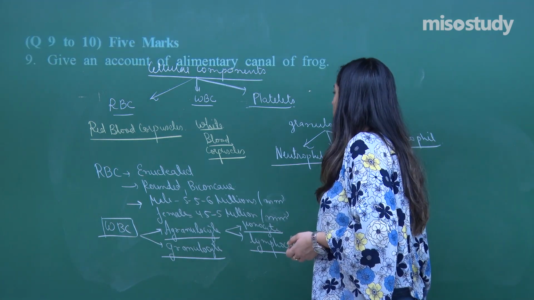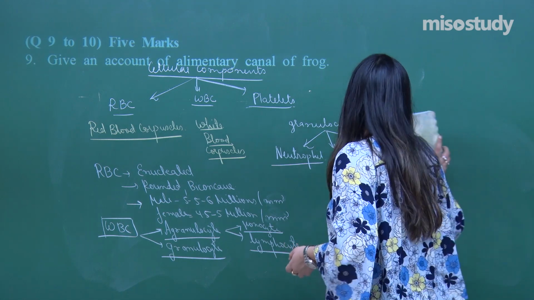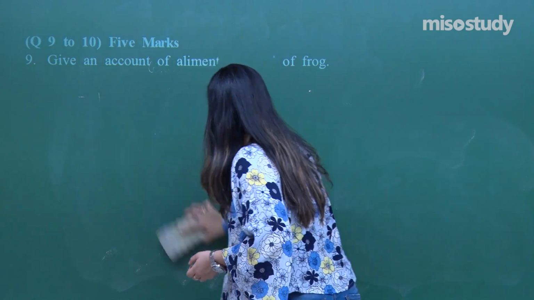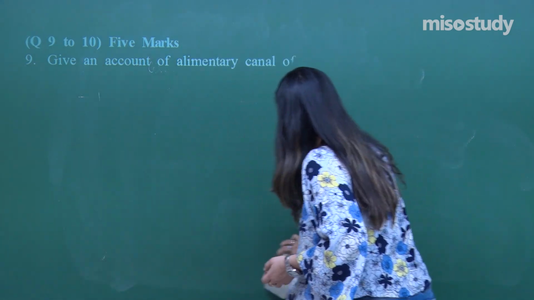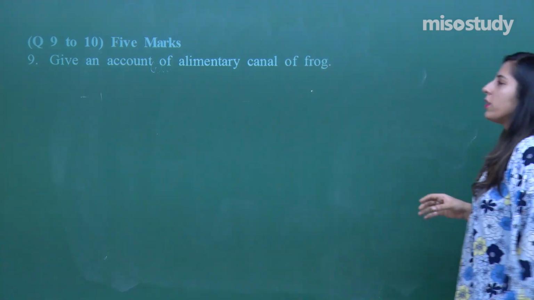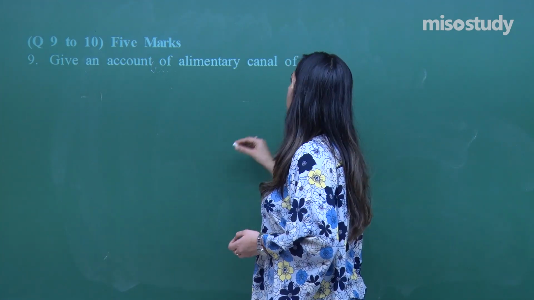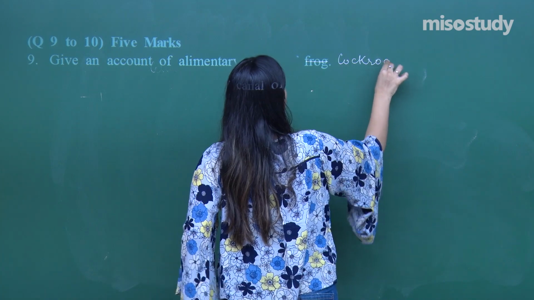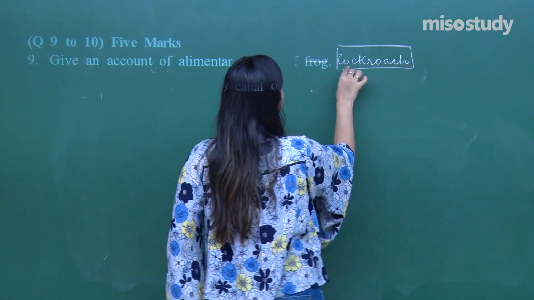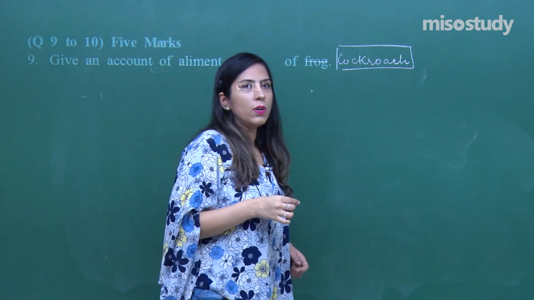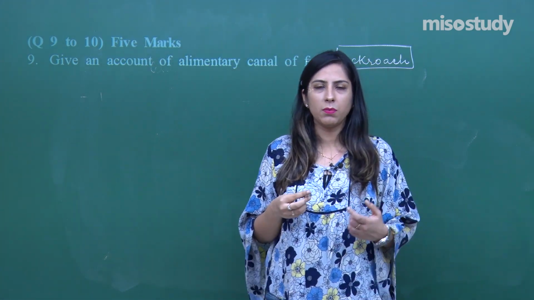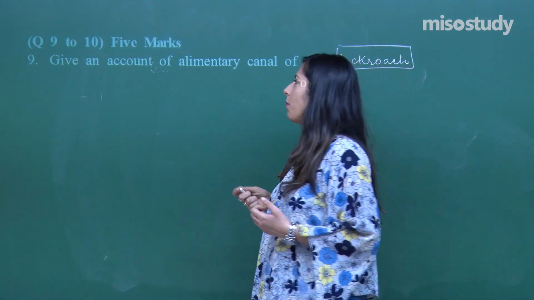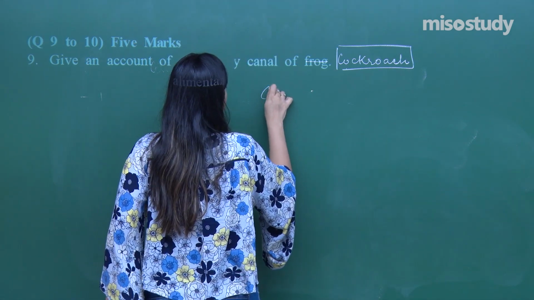Now let's move on to the next question, that is to give an account of the alimentary canal. So this is question number 9 where you have to explain the alimentary canal. Here the alimentary canal of a frog is mentioned, actually it's of a cockroach, because now the frog is not in your syllabus. Earlier the frog was included, now we have only a type study of the cockroach. And the cockroach we have already studied in the session. To talk about the structure of the alimentary canal.